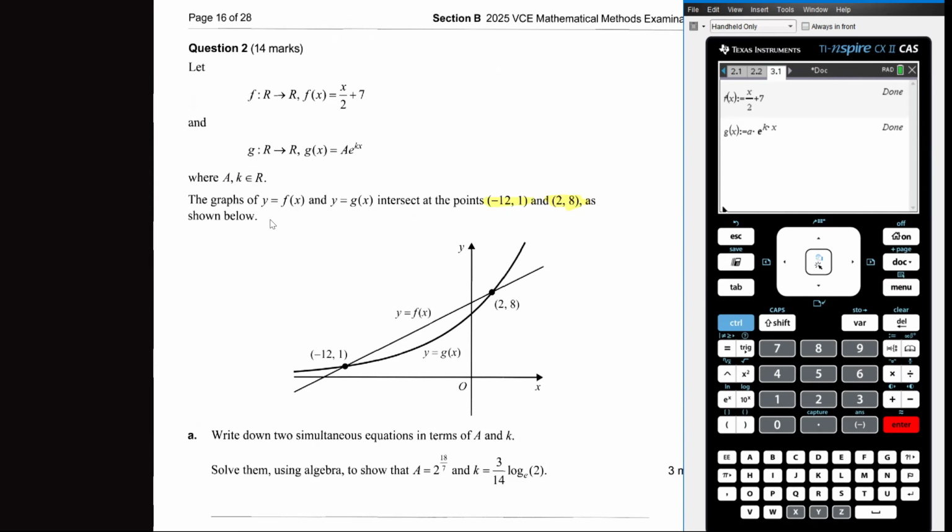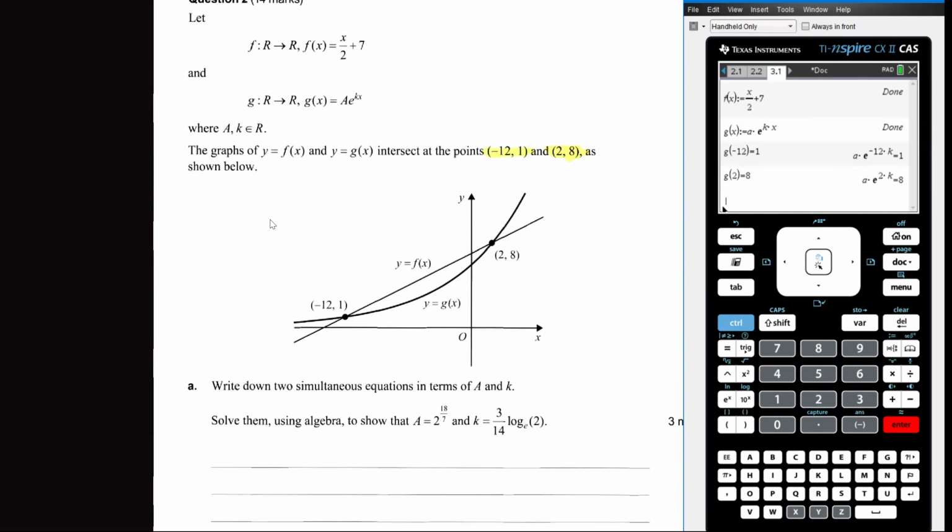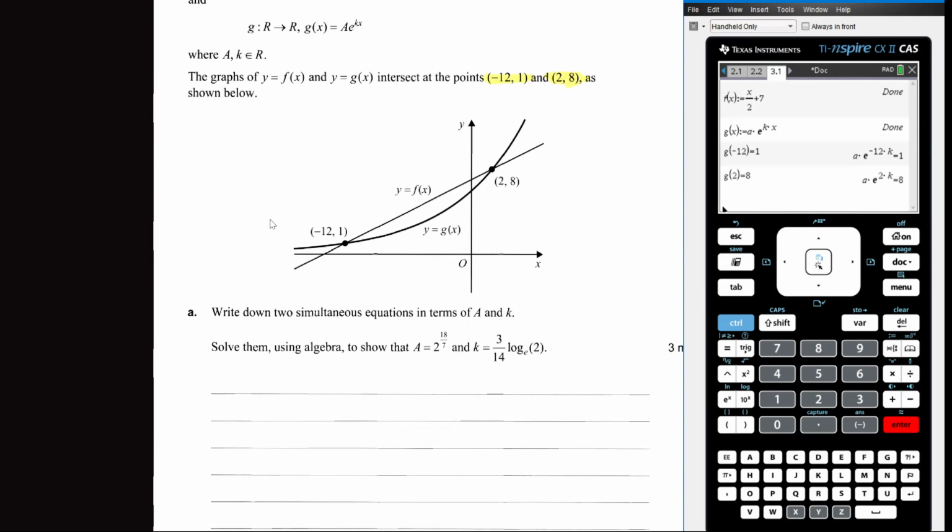So I can have two pairs of points. So g(-12) equals 1, and g(2) equals 8. So I have these two equations. Part A wants to get two simultaneous equations and solve them using algebra, okay?